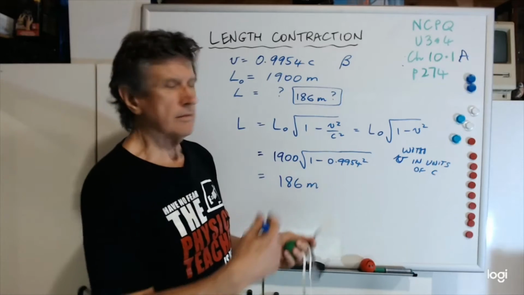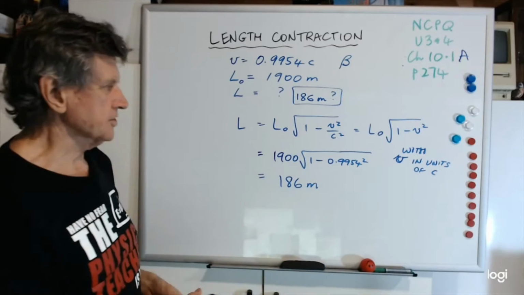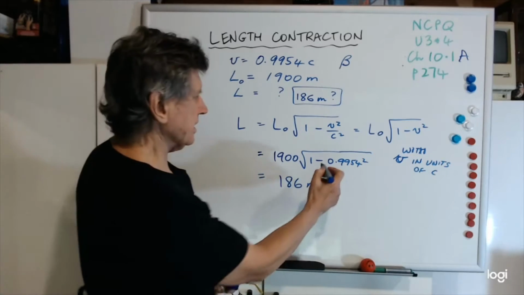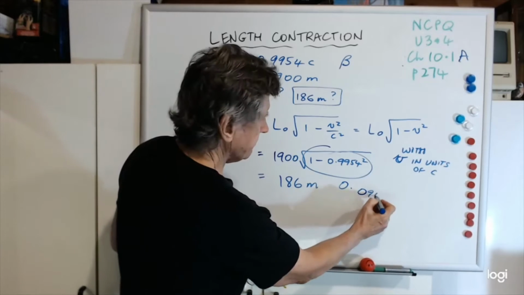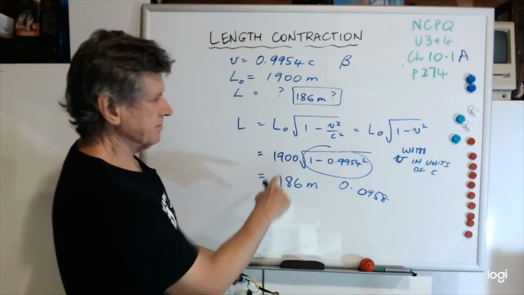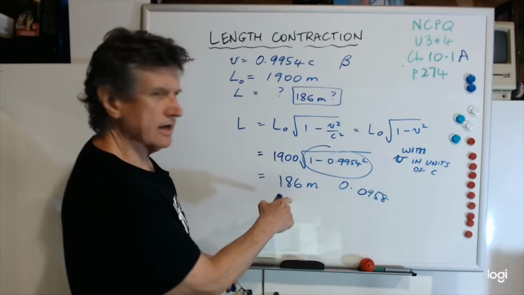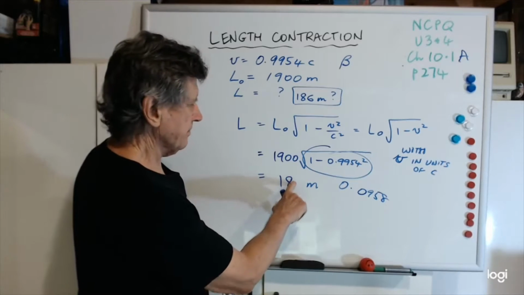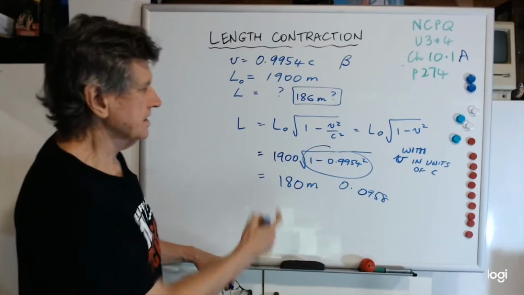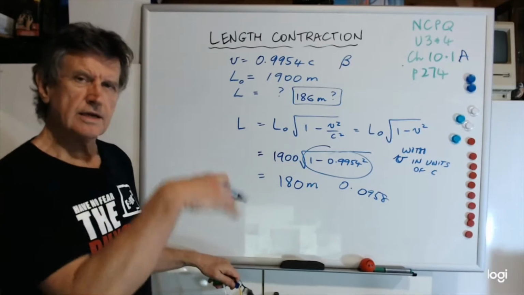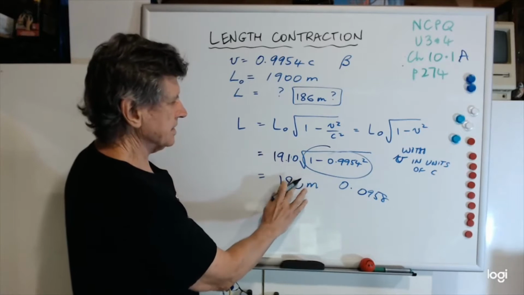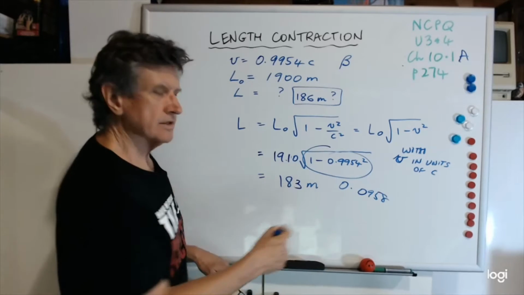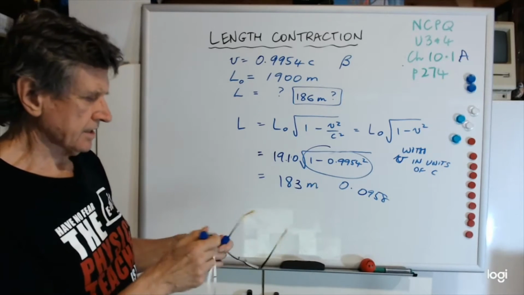Look, in between the last video and this one, I just checked these numbers here. Now that thing there comes to 0.0958, and if you multiply it by 1900, it comes to about 180. But actually, the distance I told you about earlier, the height of Mount Washington, was 1910. So this comes to about 183. So I wasn't too far out, but it's contracted.